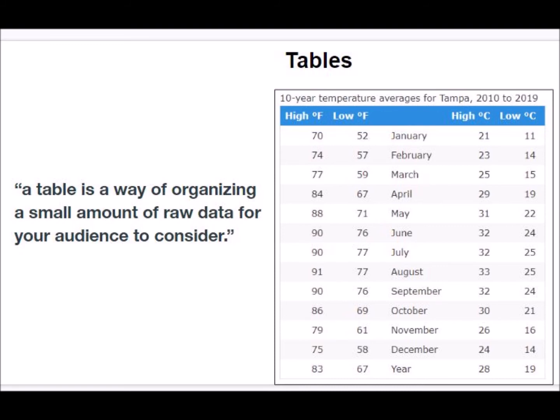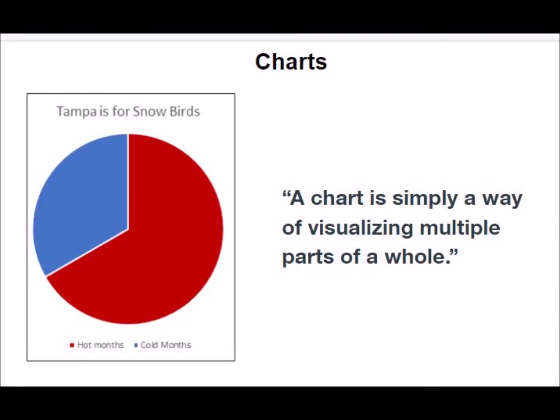One person might look at your table and think about how hot it is on average in Tampa Bay, whereas another might look at it and think about how it would be a great place to visit during the winter months. Sometimes presenting a table is a good way to start a conversation about some specific figures, but charts and graphs allow you to focus more closely on particular trends. A chart is simply a way of visualizing multiple parts of one whole.